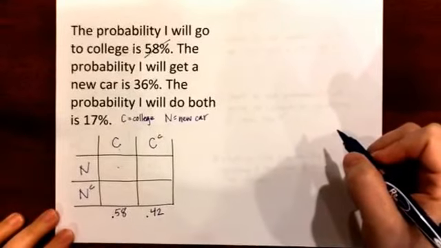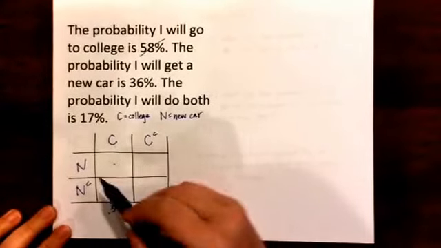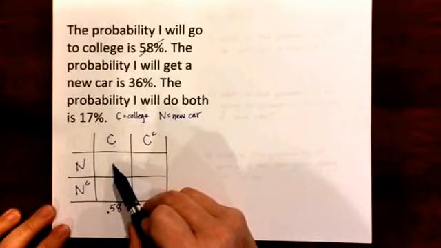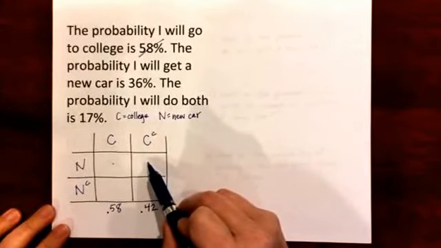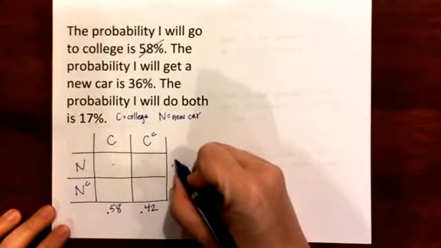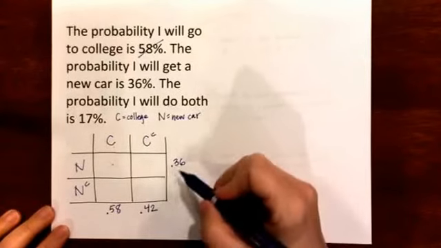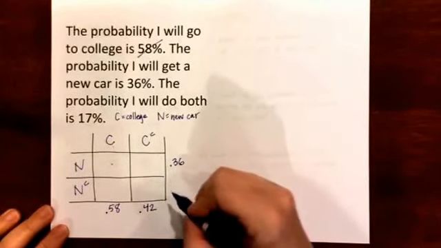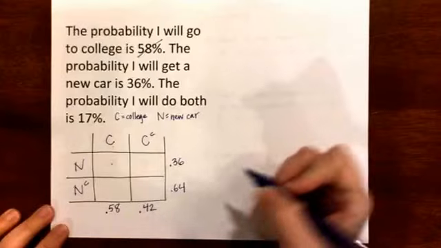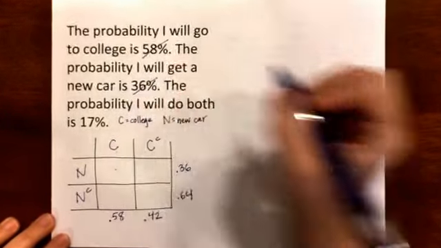The probability I will get a new car is 36%. So N means new car. So I could get a new car here, and I can get a new car here. So the probability I'll get a new car is 36. Well, using the complement rule, the complement of 36 is 64. Okay, so I'm done with the second sentence.